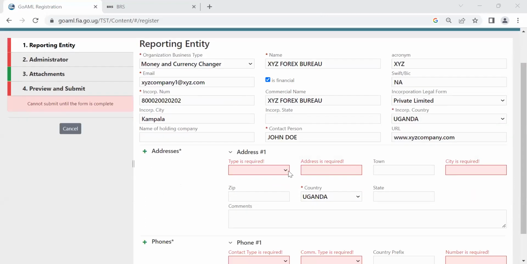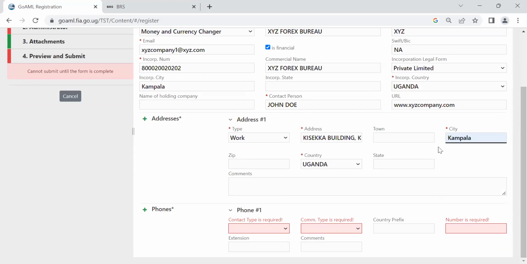Okay, the address, this is where you're located. Please pick work. Majority of you are in buildings, so you can just put Chiseka building. Then maybe Chiseka Road or Chiseka Street. So that is your physical address where your Forex Bureau is located. The city is, of course, Kampala. And that is all we need on the address.